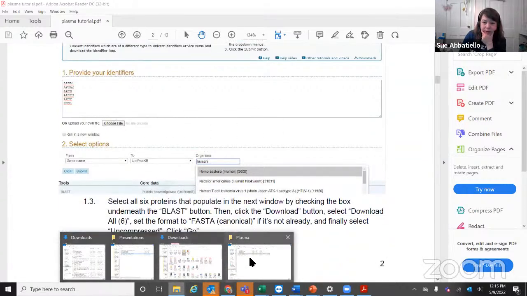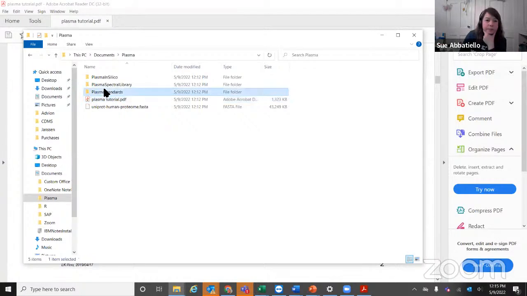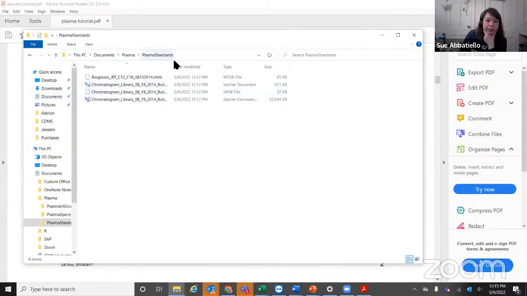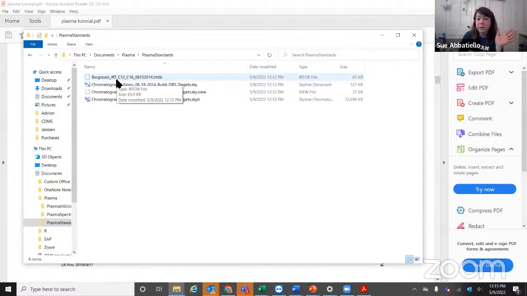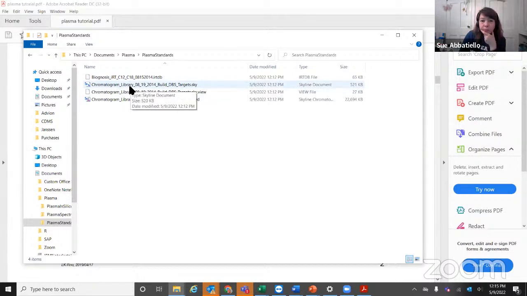I would say, if we go to this plasma folder, there's a plasma standards Skyline setup. You have to extract this. Make sure you extract this before you just go into a zipped directory to open it up. But you should be able to go in and open the Skyline document by double clicking.